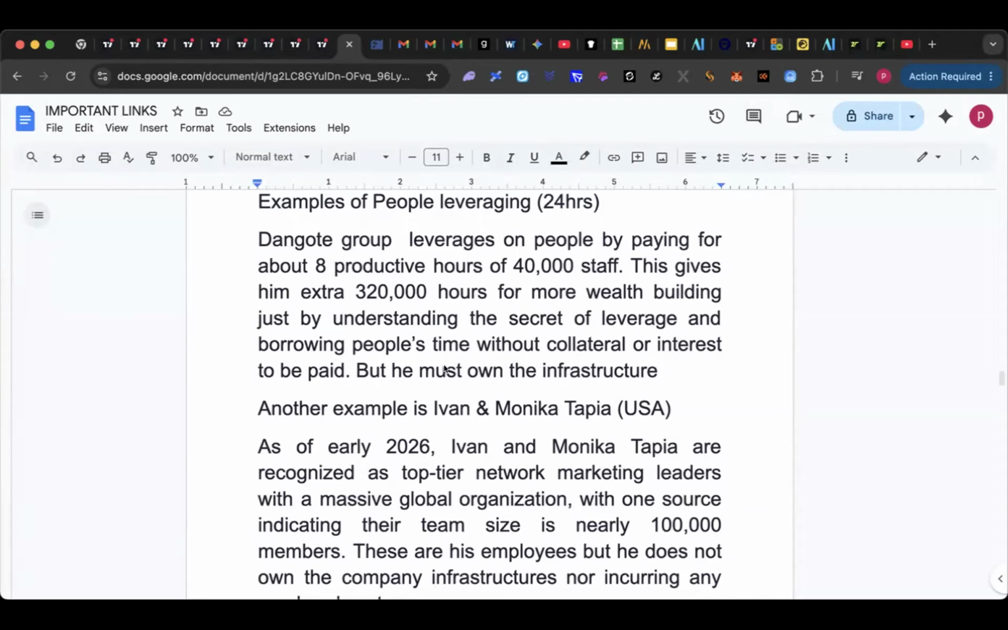So by understanding the secret of leverage and borrowing people's time without collateral, without interest, he doesn't pay them interest. He just says, I'm going to pay you this. Do you agree? They jump at it. After all, they wrote a letter, I humbly hereby apply to be your driver. Okay, this is how much I'll pay you. Oh, correct. If you argue, another person is at the gate to take it. That's as simple as possible. That's Dangote, but he must have the infrastructure. Dangote created the system himself and created the infrastructure, so he's not plugging into a system. So he has to carry overhead cost.